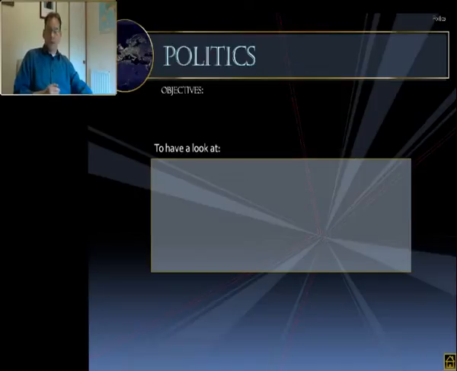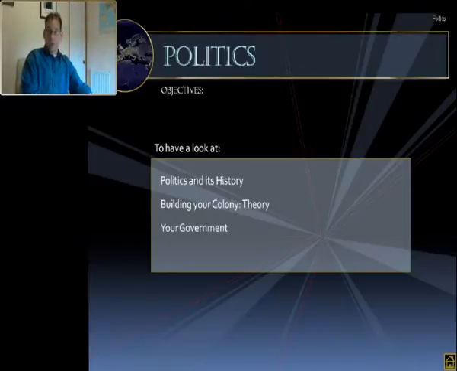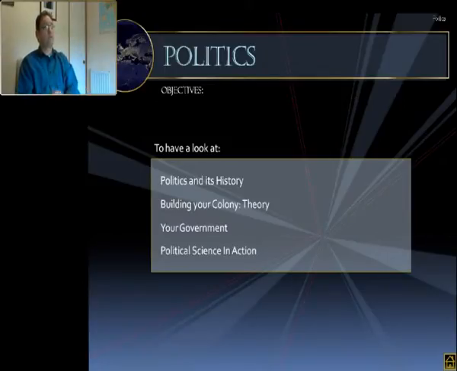Okay. We're going to have a look at politics and its history. Building your colony, so theory, your government, and political science in action. So the ultimate aim of this is quite literally to build everything up from its history, through building up a country, how the government then comes into being, and then how we apply the science of politics on that. By the time you're finished, what you'll see is a nice, clear perspective as to what things are and how things are working. The documentation for this is much larger. It's much more detailed, more so to actually get it right. So, moving on.